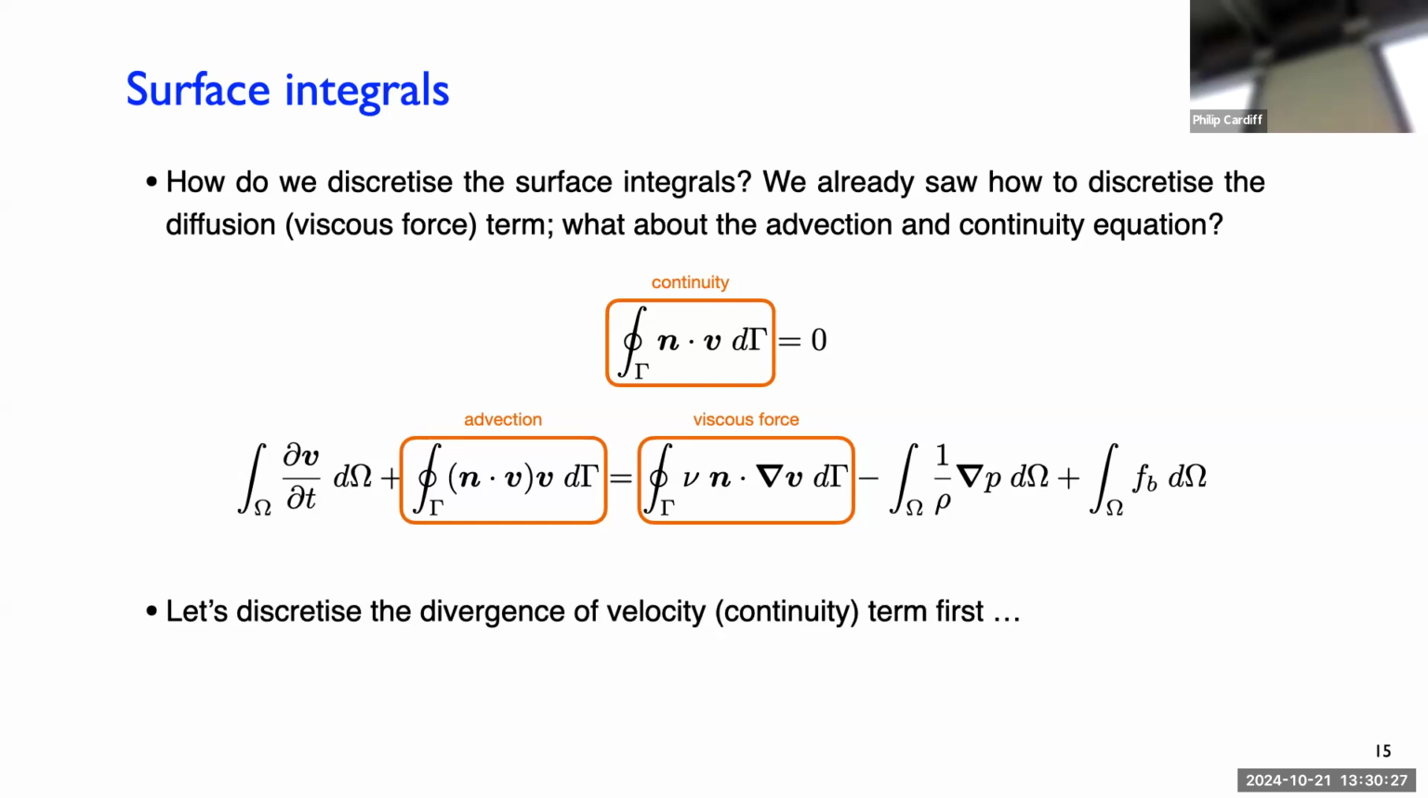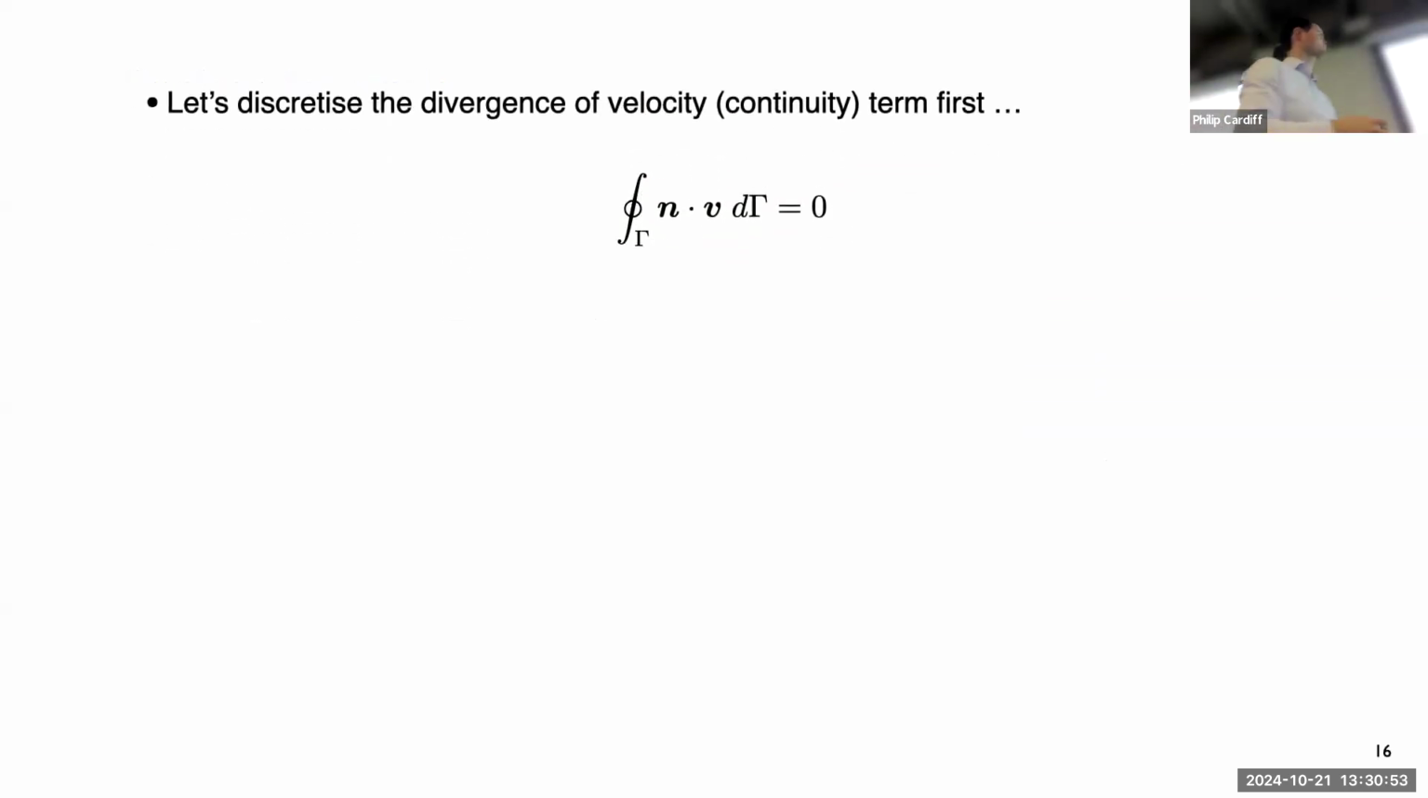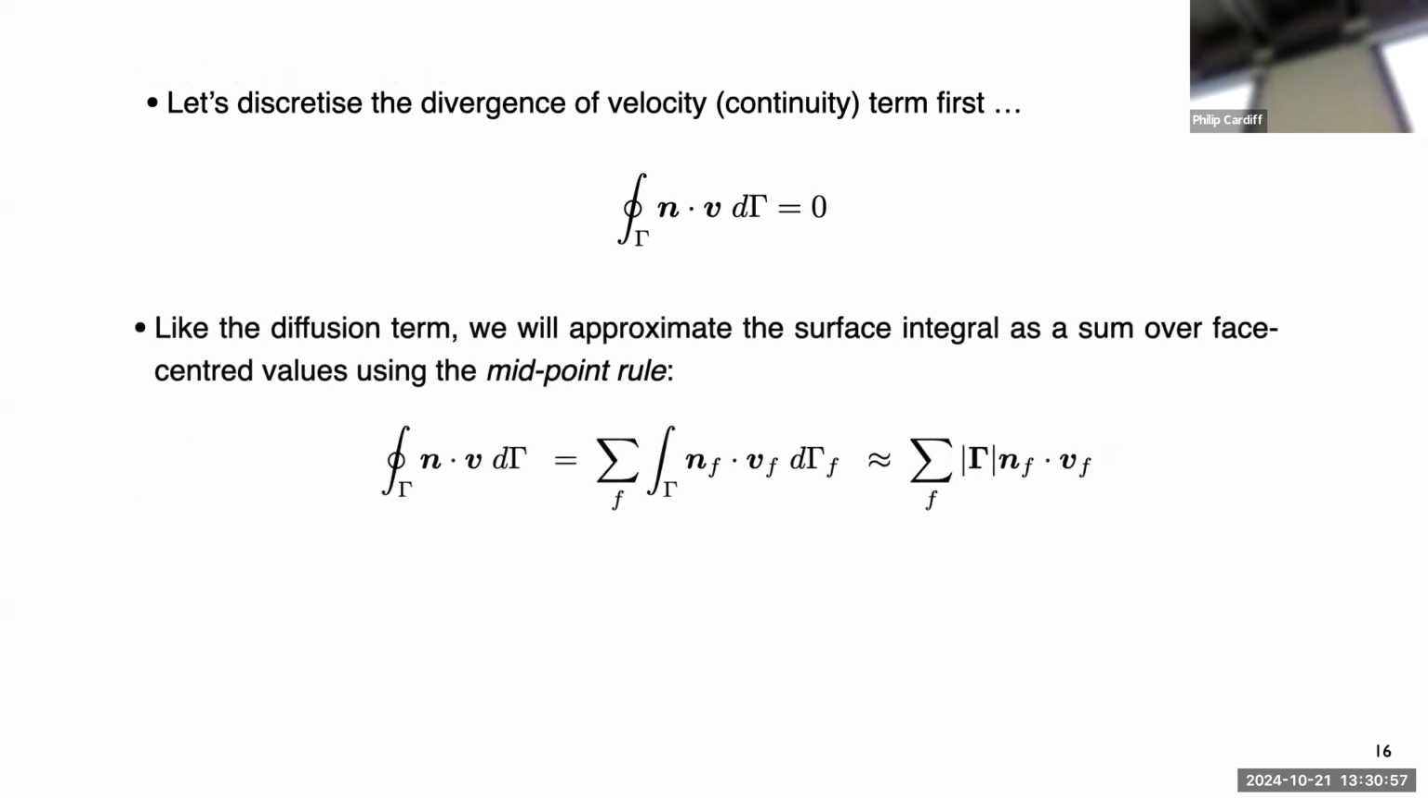So that's the volume integral terms done. To complete the discretization, we have to do the surface integral. On the continuity equation, we're summing the volume flow rate in and out of each point. That's this divergence essentially. So we have to do a surface integral here, and the advection gradient term here, and then summing the viscous forces, the surface forces. Once we do the surface integrals, then we're done. So let's start with the continuity equation.